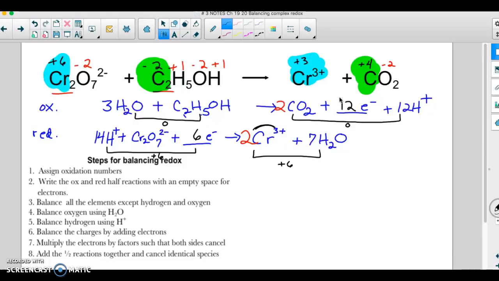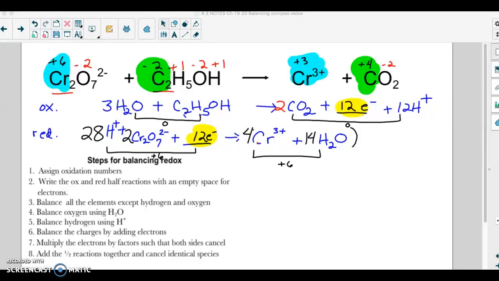So now I'm ready for the next step, which is to multiply so that my electrons are going to cancel. You can see that I have 12 electrons in the oxidation reaction, and I want to have 12 here. So in order to do that, I would need to multiply this whole reaction by 2. So I'm going to do that, and you guys can also do that and then check. I would pause, do it, and then check your work.